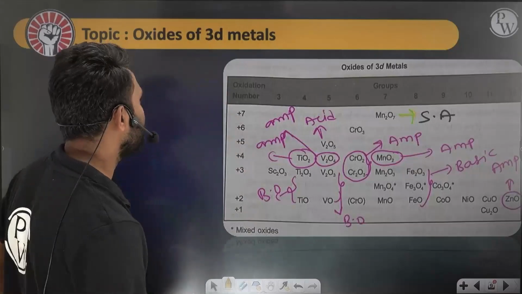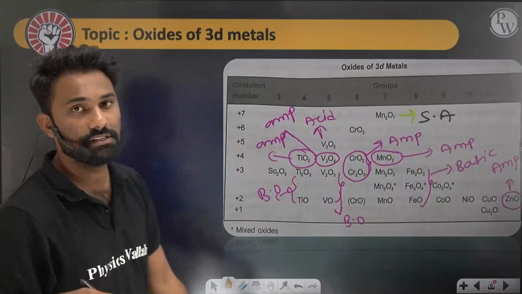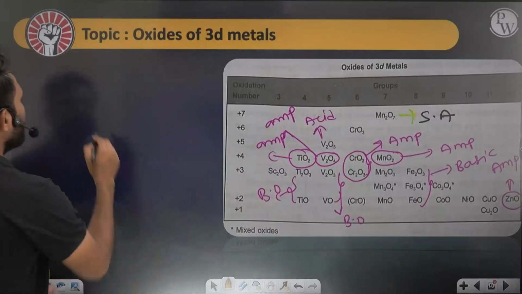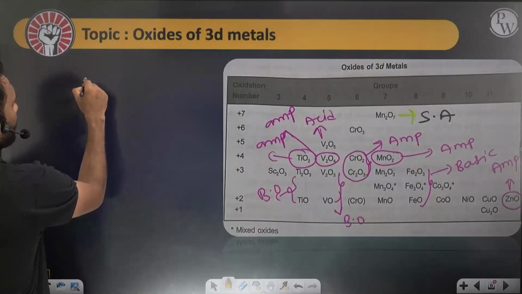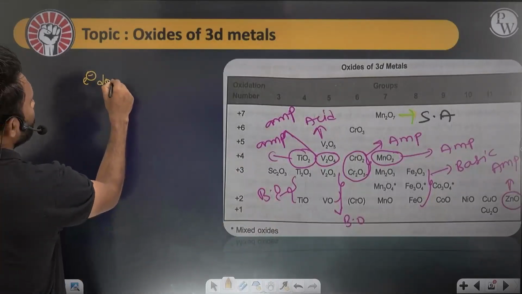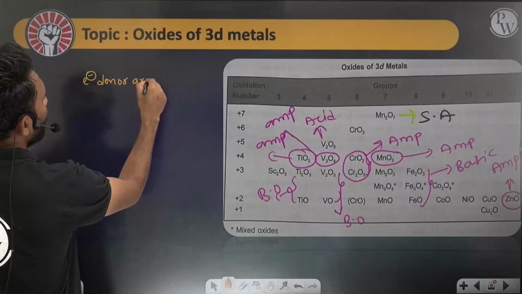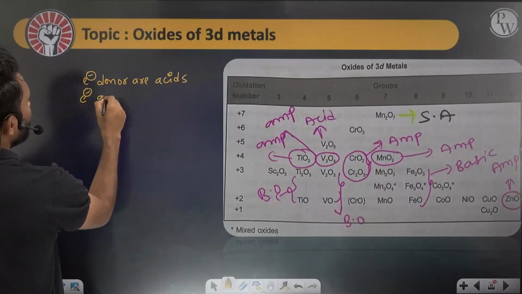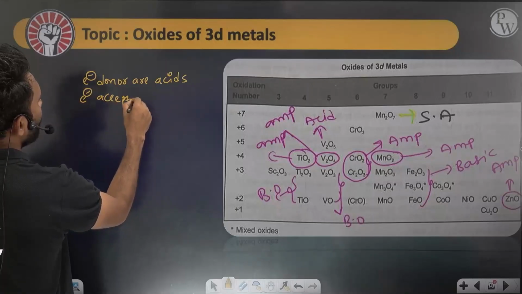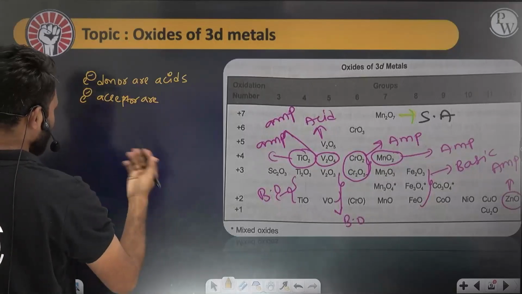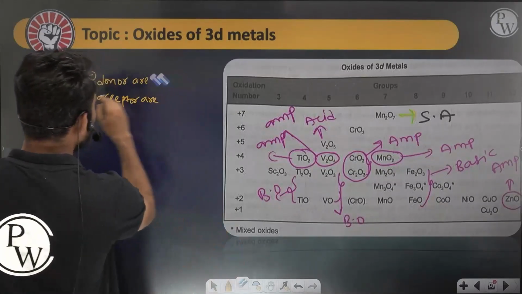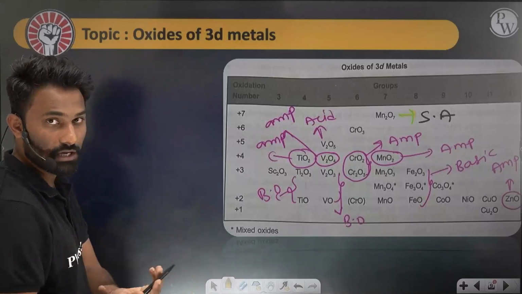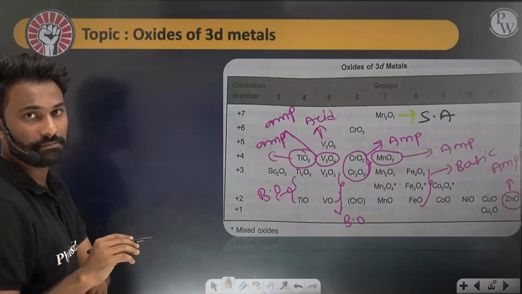Now, how can we find the oxides of the 3d elements? Here, electron donors are bases and electron acceptors are acids.